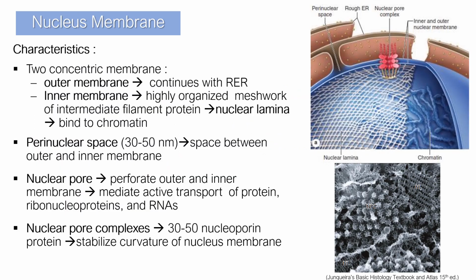The nucleus membrane forms a selectively permeable barrier between the nucleus and the cytoplasmic compartment. The nucleus membrane consists of two concentric membranes, the outer membrane and the inner membrane. These two membranes are separated by a narrow perinuclear space, about 30 to 50 nanometers. In the picture, this is the inner membrane, this is the outer membrane, and this is the perinuclear space.